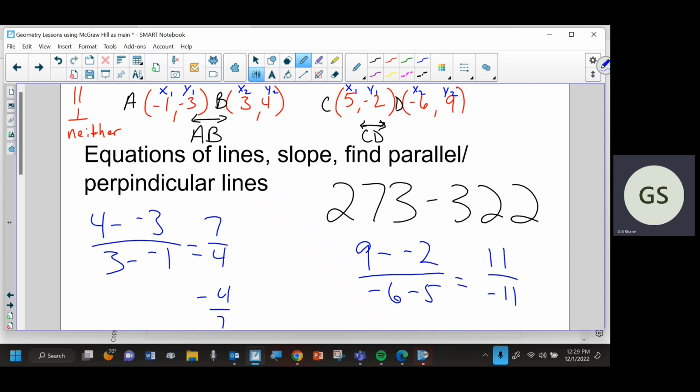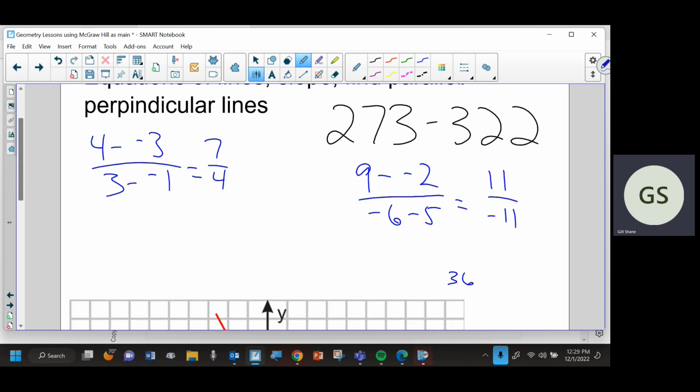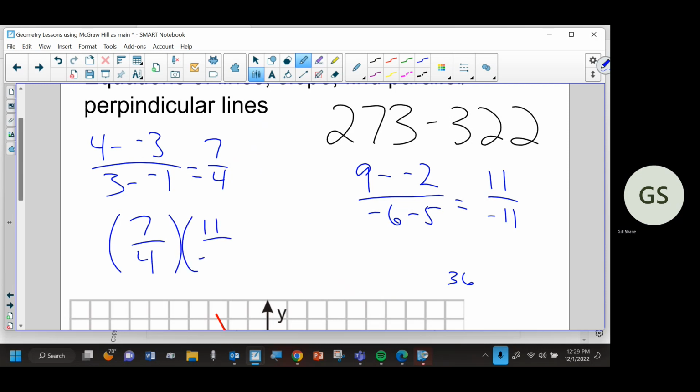Don't get confused by the fact that this equals negative one. It doesn't have to do with just one of them being negative one. When you multiply them, they would have to be negative one. So if you didn't know that they were not perpendicular yet, that's when you would say, okay, well, I need to multiply those two slopes together. It doesn't really matter where the negative sign is. I put it on the bottom. It could have been on the top. 11 times 7 is 77, divided by negative 44.